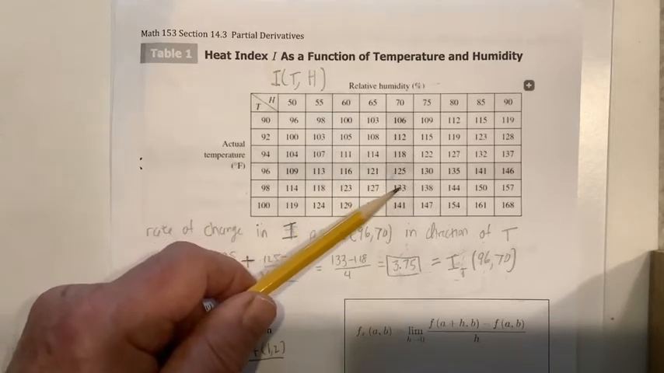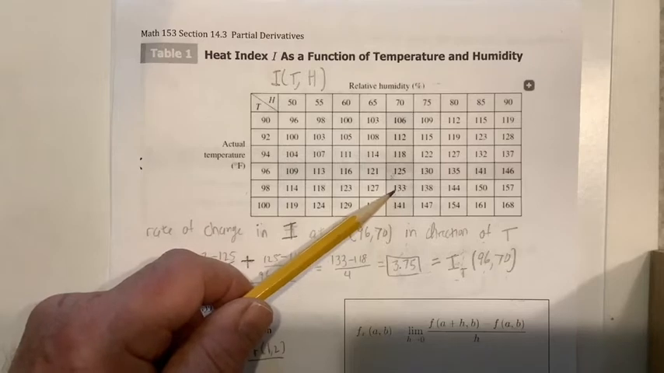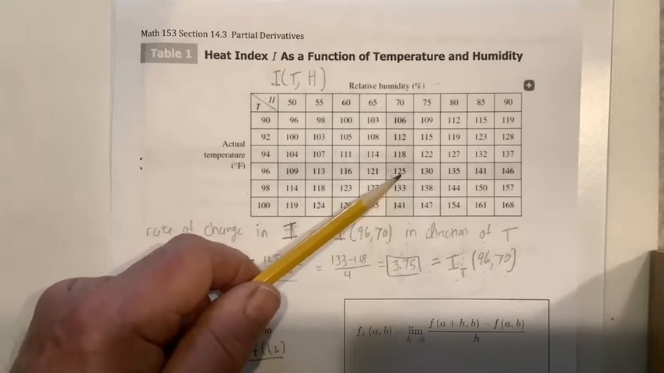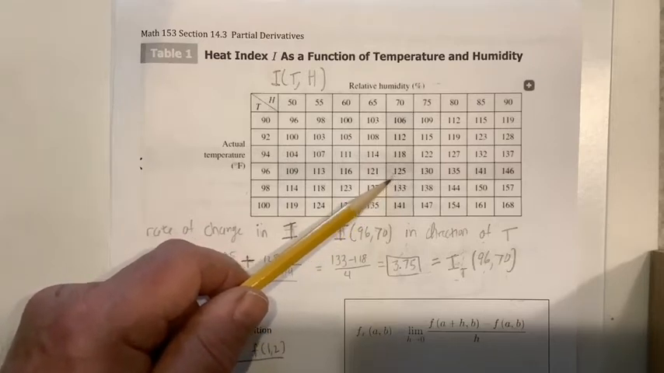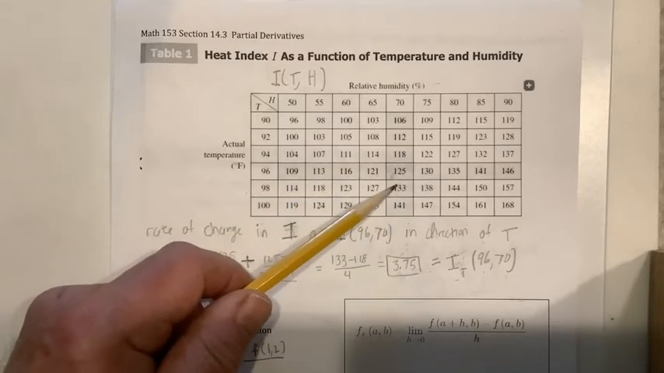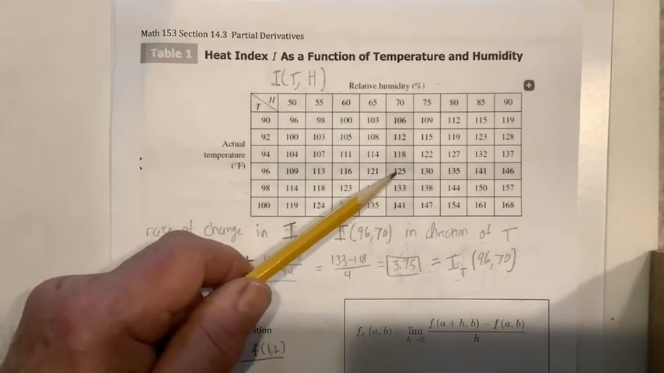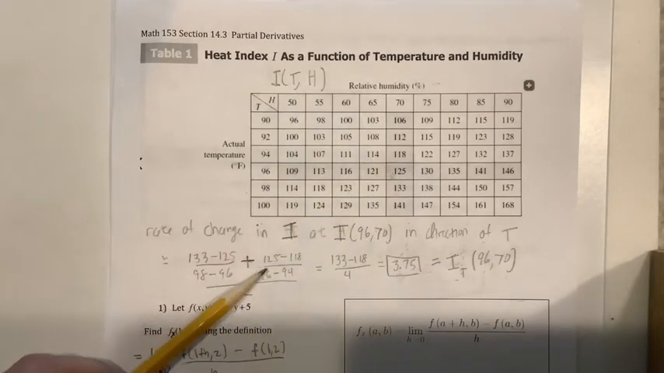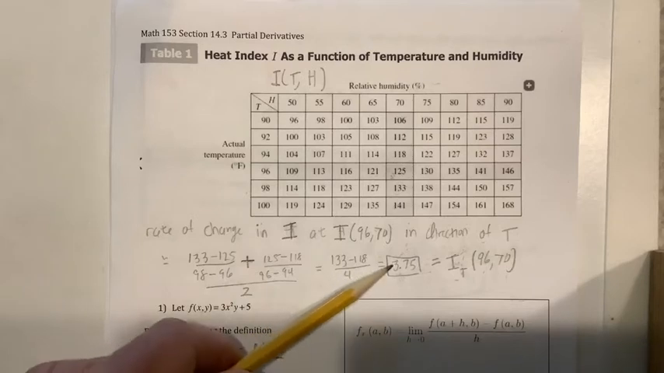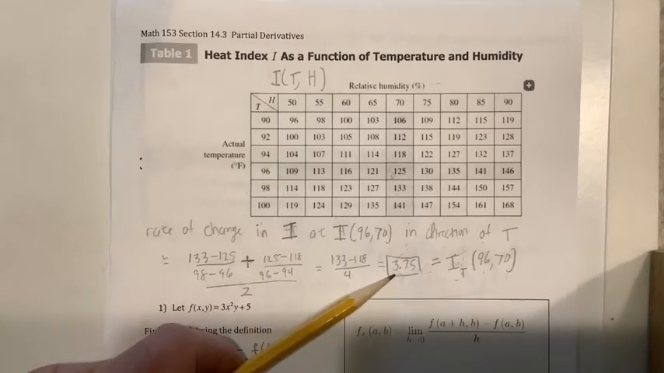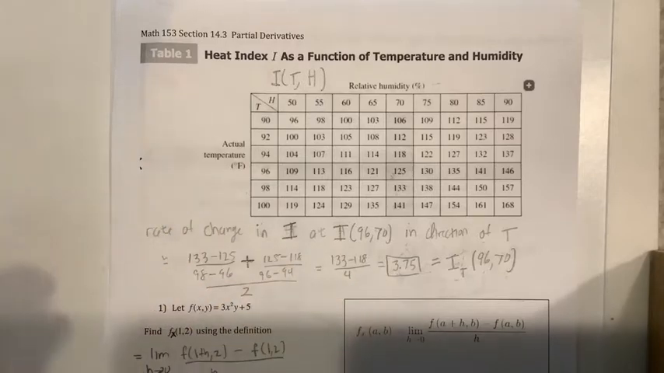So you could say the rate of change then would be the change in the heat index over change in temperature. You could do that. It would be better to actually average this change here, from 125 to 133, which is what this is, with the change from 118 to 125, which is what this is. If you add those up and divide by 2, you get the rate of change of the heat index with respect to temperature at that point is 3.75.